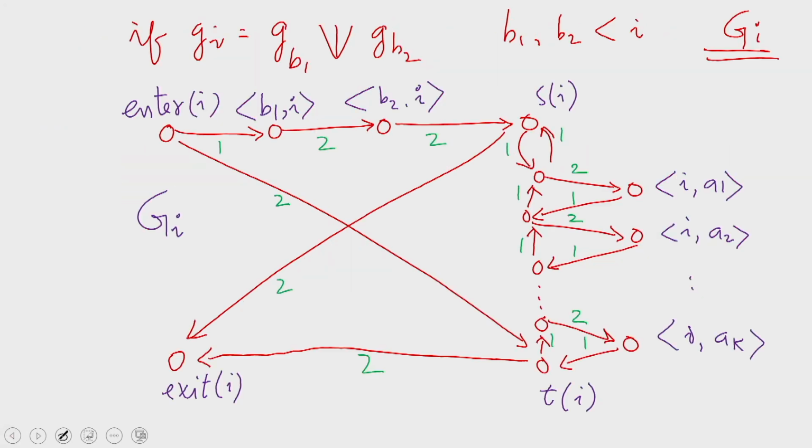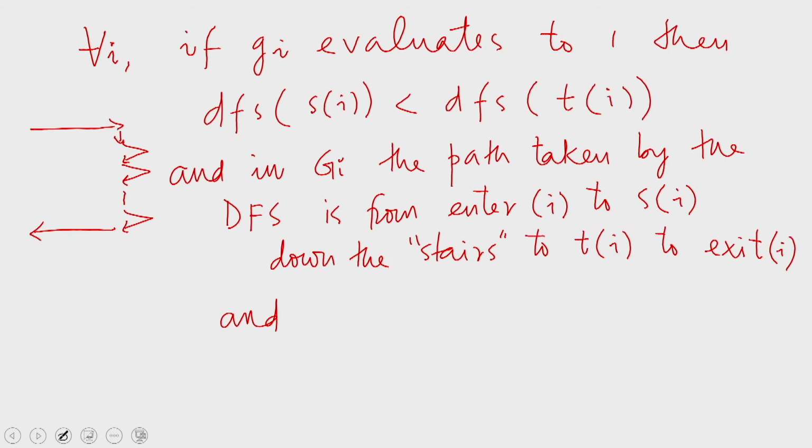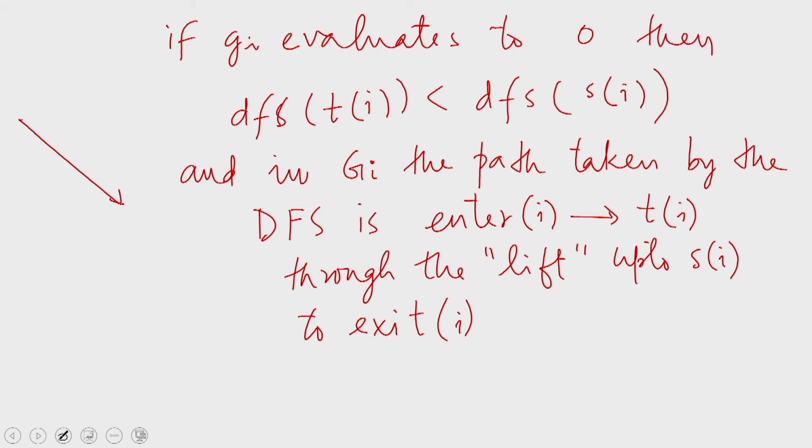Going back to the figure once again, starting at enter of I, we would take the edge labeled 2 to come to T of I. From T of I, we take the edge which is labeled 1 to go up. From there again, we will take the edge which is labeled 1 to go up, and so on, going all the way up to S of I. This going up is what I termed taking the lift upwards. So, from T of I to S of I, we take the lift upwards, traveling through the straight edges until we reach S of I. After that, we take the edge which is labeled 2 to come to exit of I and then get out. So, in this case, the path traced would be like this.